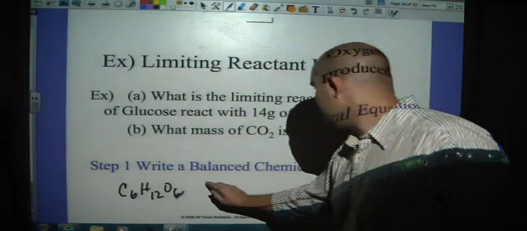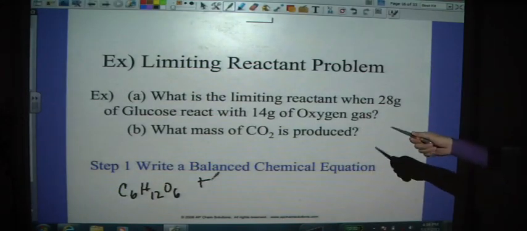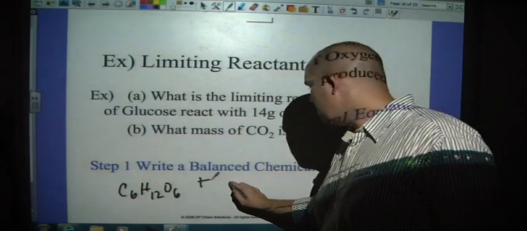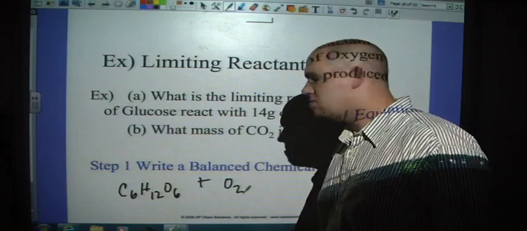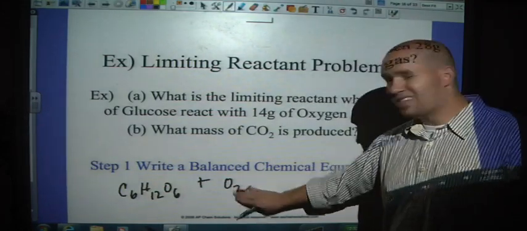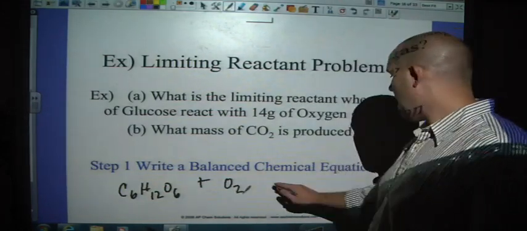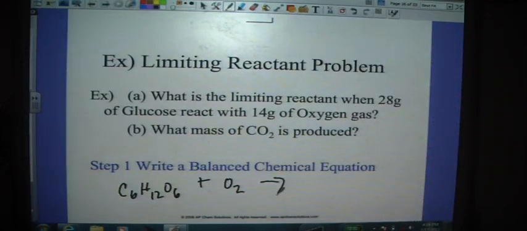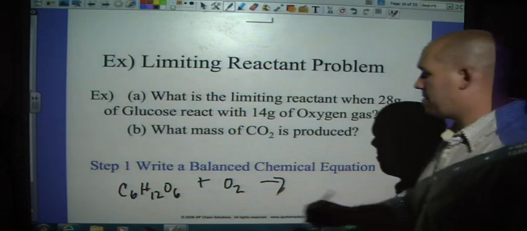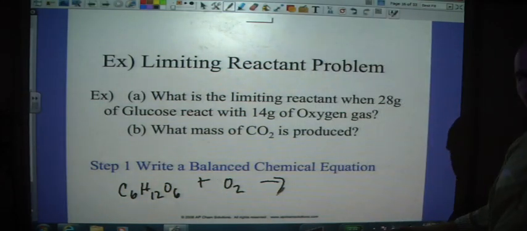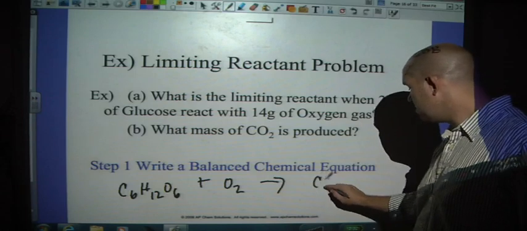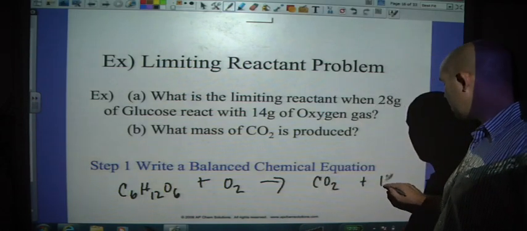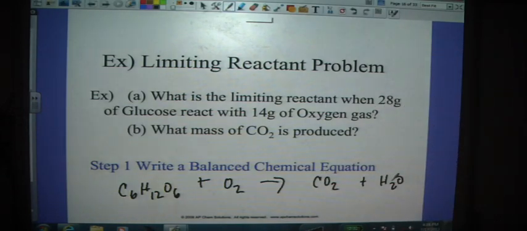And then we're going to say when 28 grams react with oxygen. Now remember, oxygen is a diatomic molecule, O2. If you write just O, it's going to mess everything up. And what's that going to produce? On this, remember, this is a hydrocarbon reaction. So, of course, what do you make? Carbon dioxide and water. Now we would want to balance it.